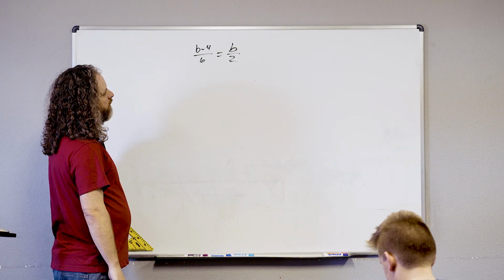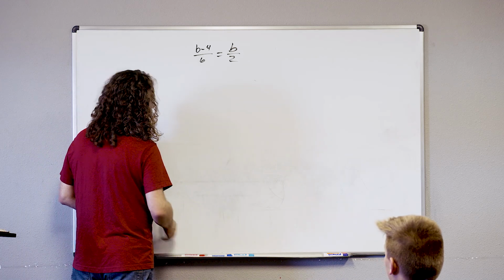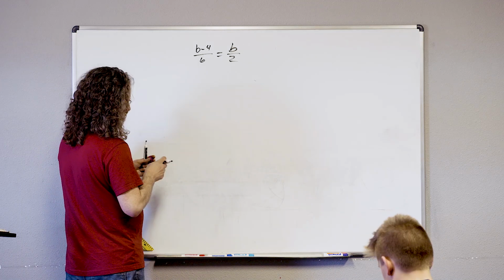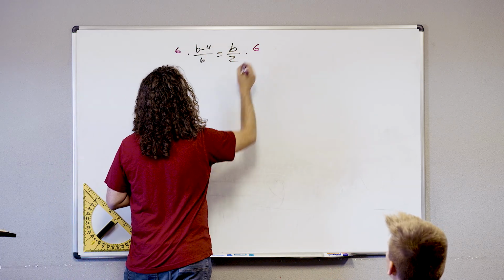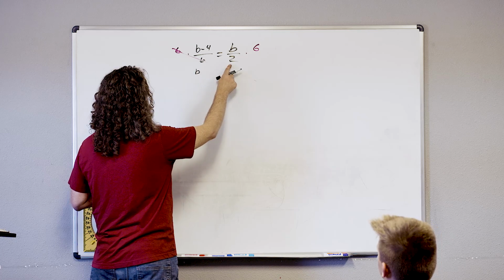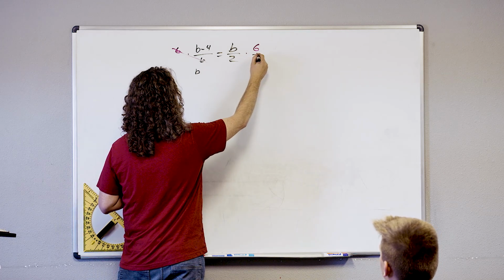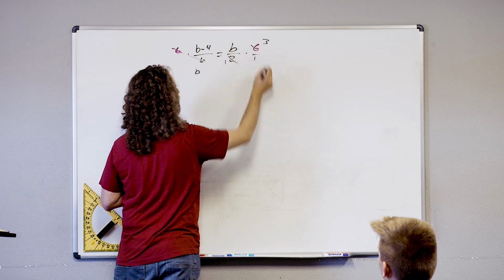What do we need to do? Get rid of 6. How do we do that? Multiply. 6 times 2. No, it's not 2 times 6. That 2 is in the denominator. So it's just 6.